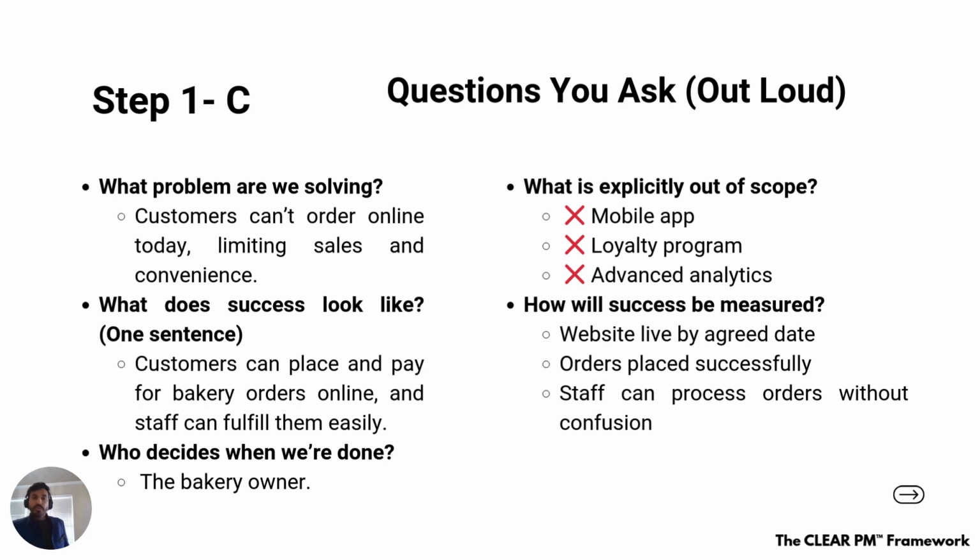And of course, who is the decision maker? Bakery owner, we already identified. This is what we are going to deliver. But sometimes we also need to think about what is out of scope, right? What I'm not going to do. I think that will give clarity to the people.